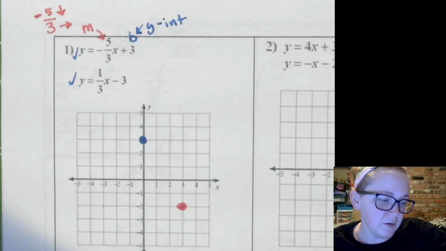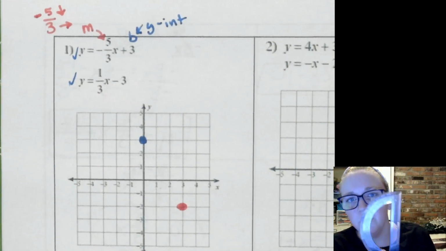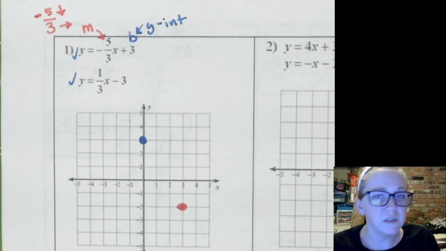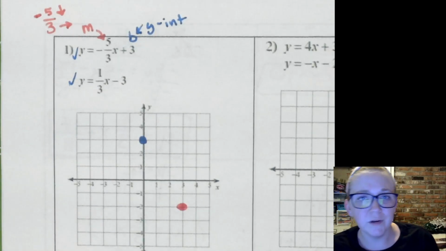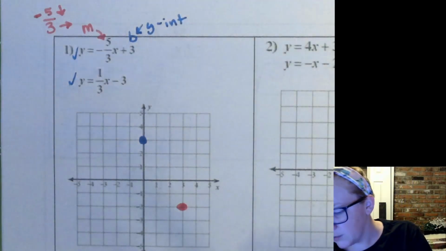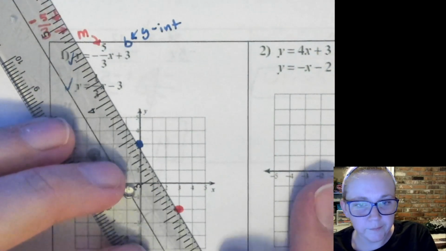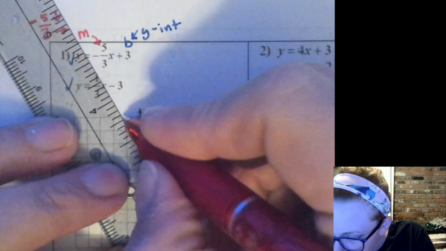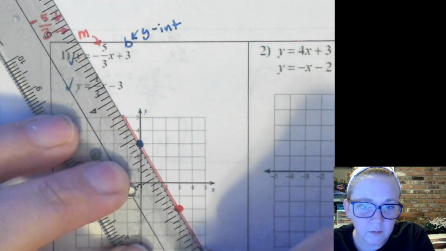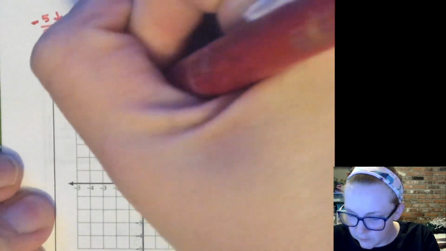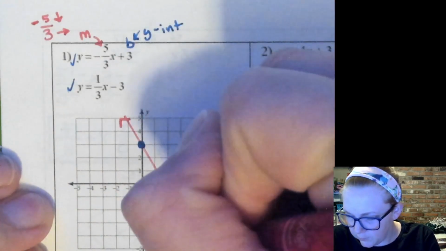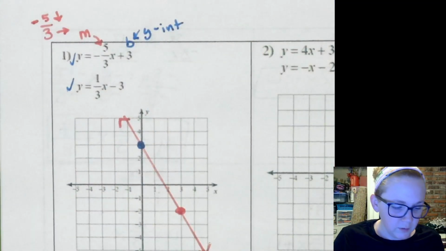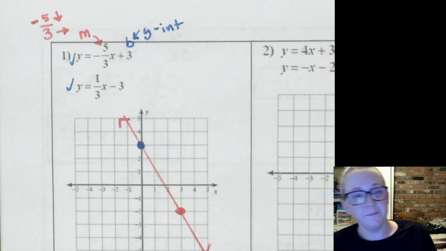Then you need a handy dandy ruler. Or you can just use your ID, the side of your notebook, the side of your laptop, whatever, just something that makes a straight line. You're going to connect those two dots, and boom. There's the first line done. Ta-da. That was very exciting, wasn't it?